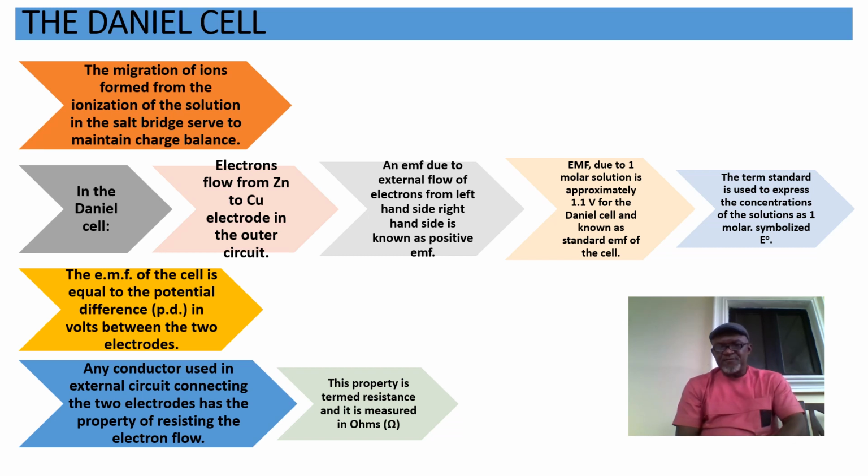the EMF we'll call that standard EMF. We'll come to that, and also we know when it is non-standard. We'll see that in subsequent modules. The EMF of the cell is equal to the potential difference in volts between the two electrodes. Any conductor used as an external circuit connecting the two electrodes has a property of resistance to the electron flow, and this is measured in ohms. And of course, we are going to look at Ohm's law and see how we define this resistance we're talking about.